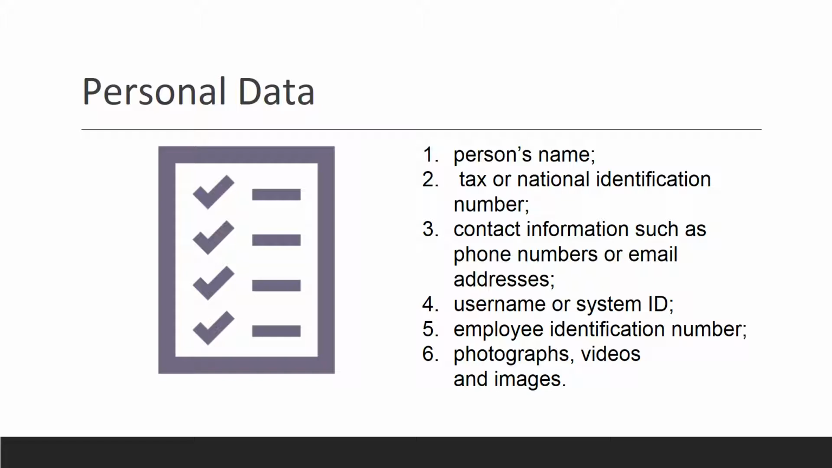Common examples of personal data include a person's name, tax or national identification number, contact information such as a phone number or email address, username or system ID, employee identification number, or photographs, videos, and images.